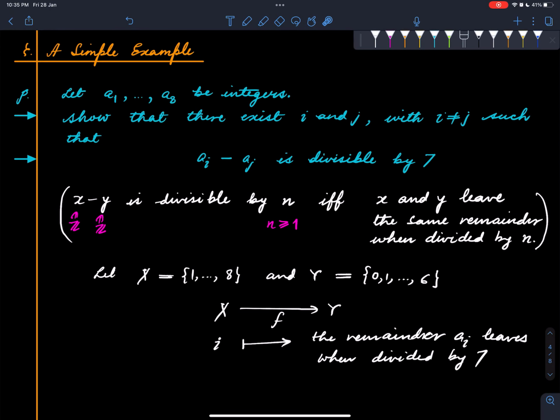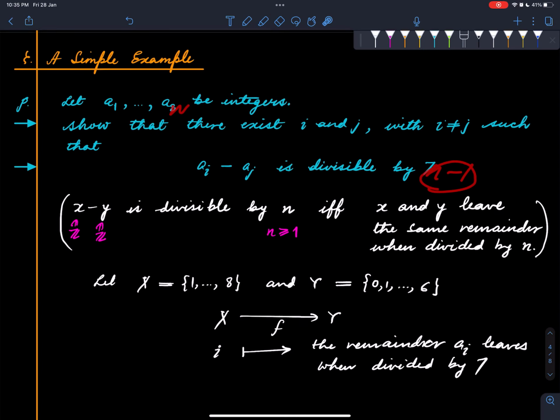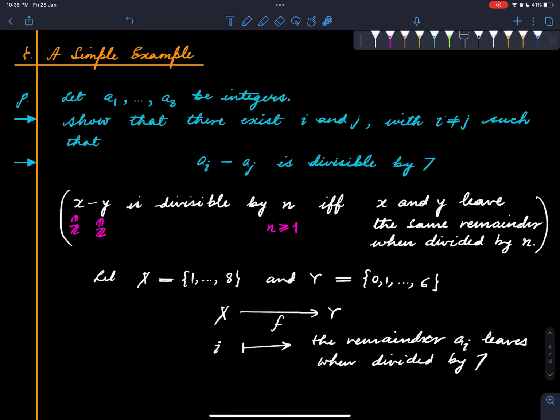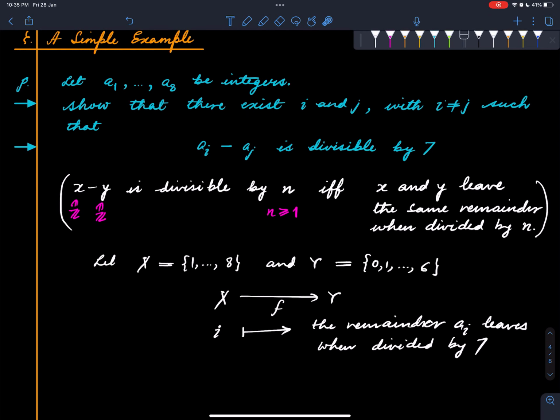So that's it. And of course, you can generalize this. There's nothing special about 8 or 7 or anything. You can just put any n here, and then this would be n minus 1. That works, but just for concreteness, I took the example of 8. So it's a very, very simple example of an application of the pigeonhole principle.